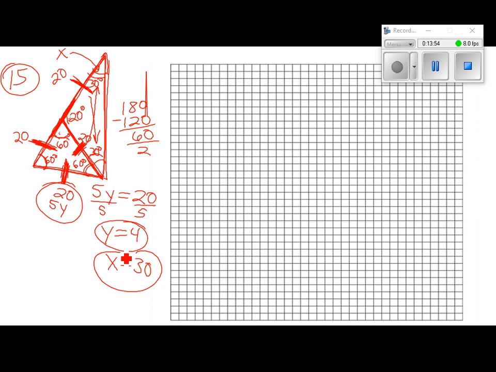Which one did you ask me about? 14? Is the bottom segment congruent to all the other segments since they're triangles? It's gonna be 60, 60, 60. All the sides are the same, so yeah, y is 30. Other questions?